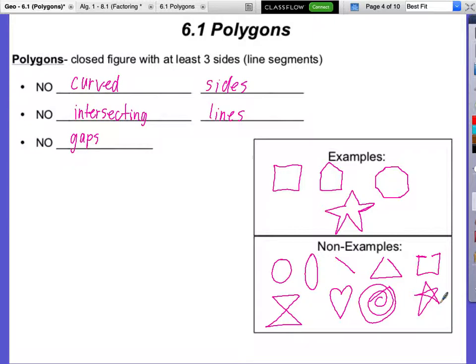Okay. So just to kind of cover some examples and non-examples here, I could have even done one like this, you know. Oh no. That's a rough crown.